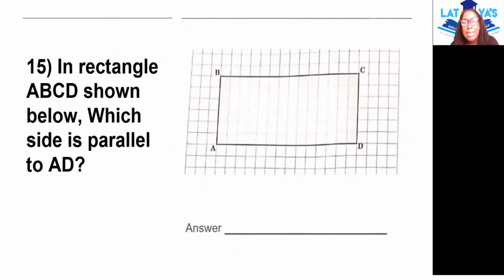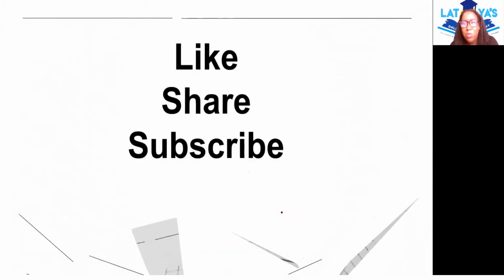Question number 15. In rectangle ABCD shown below, which side is parallel to AD? Now, if you remember the properties of a rectangle, the opposite sides are parallel. Okay, so what side is parallel to AD? The answer would simply be BC.